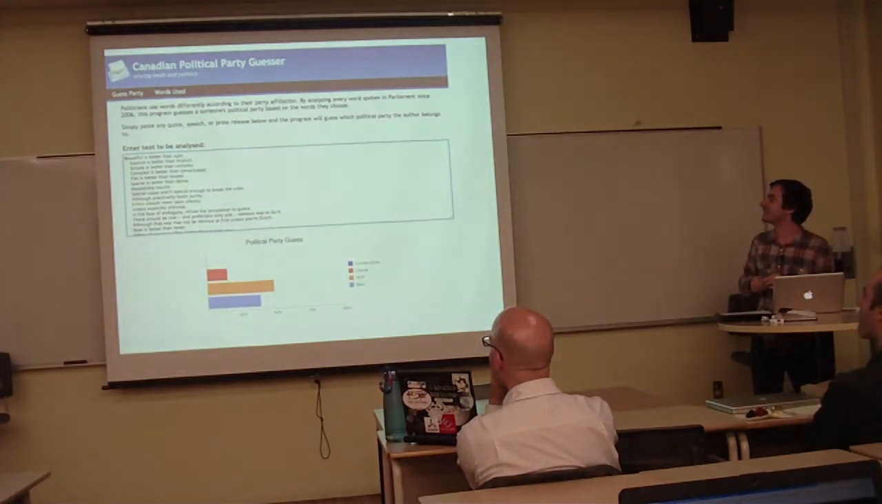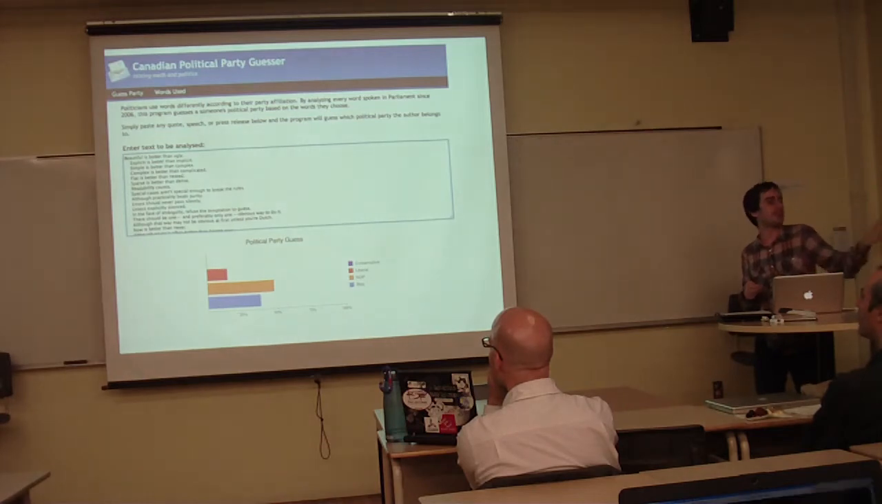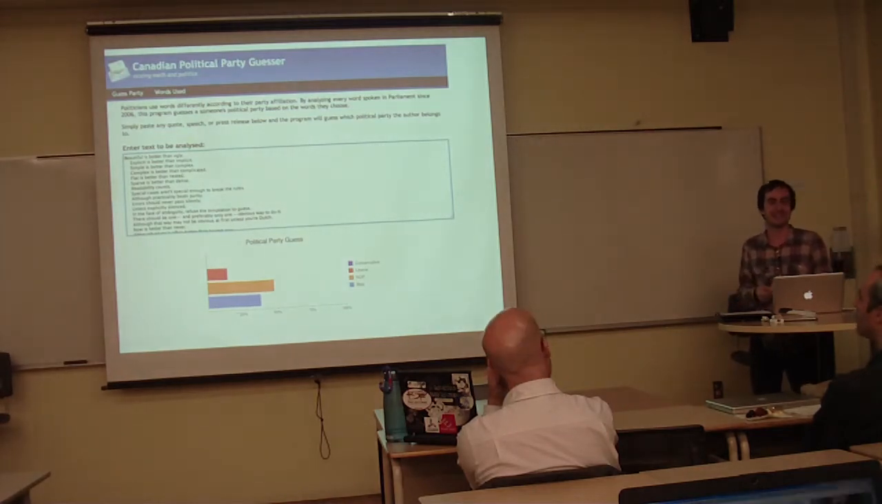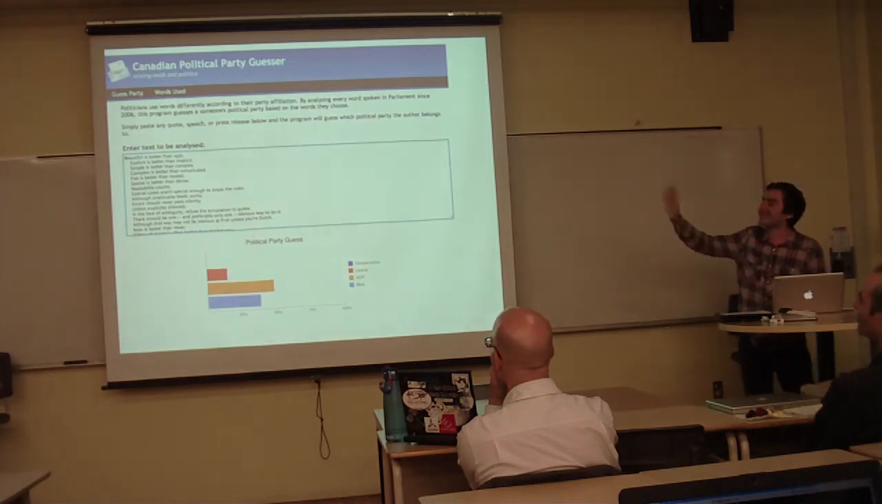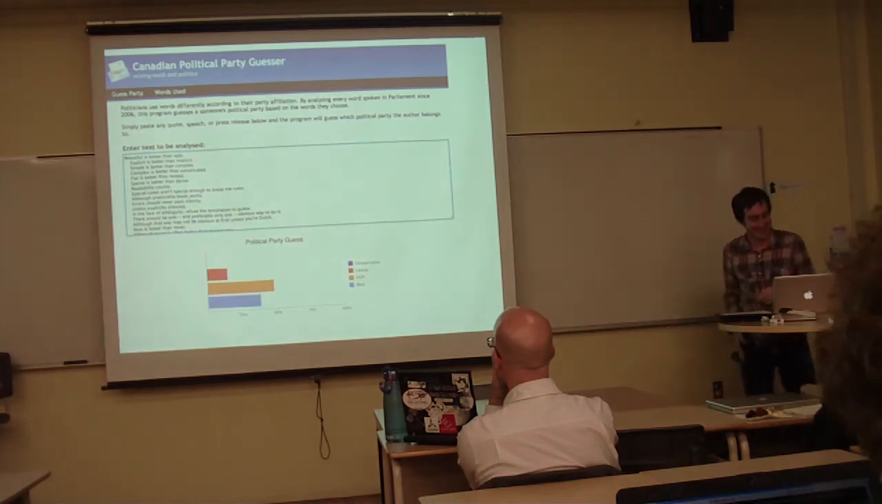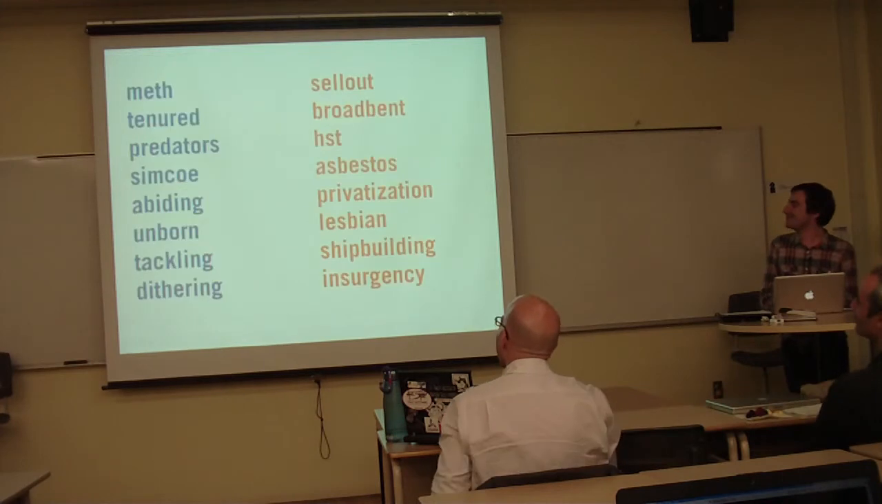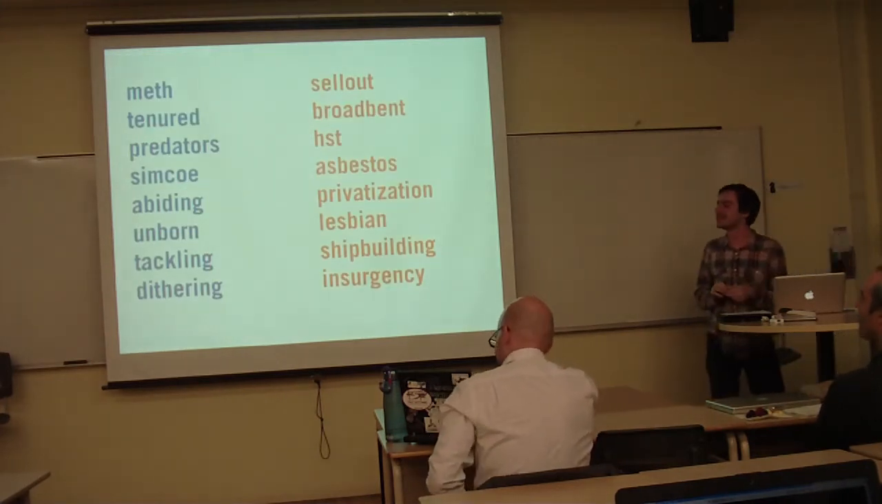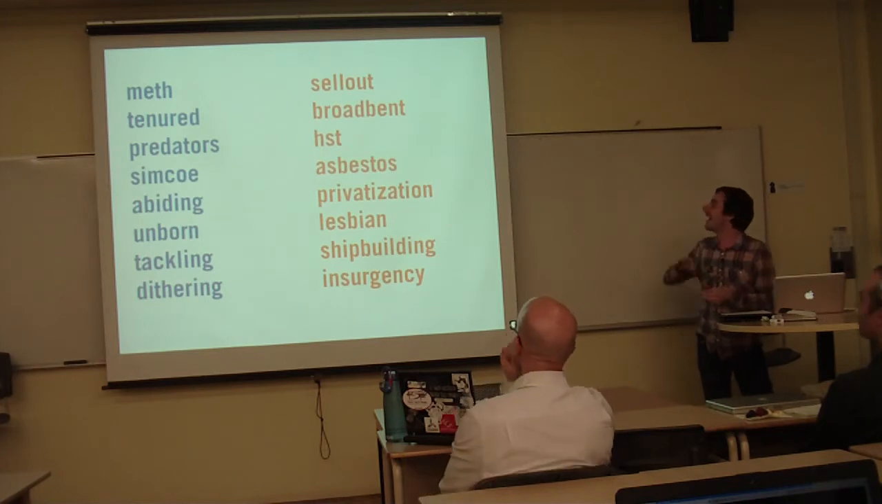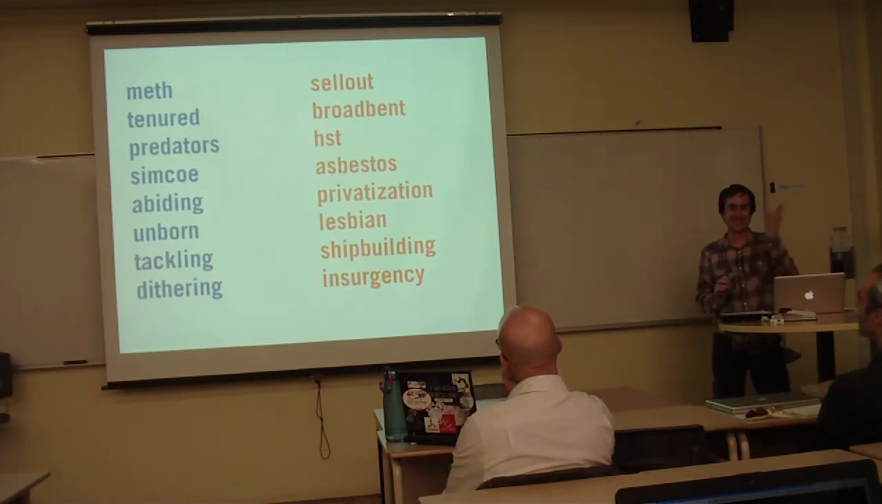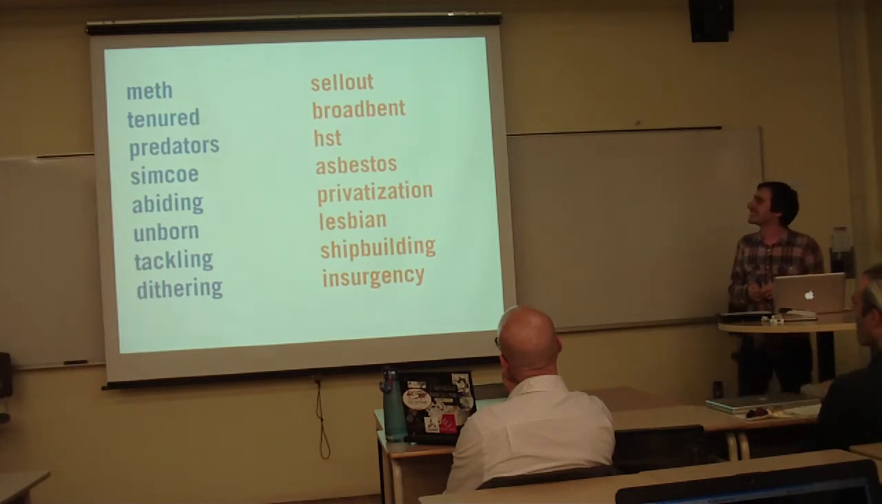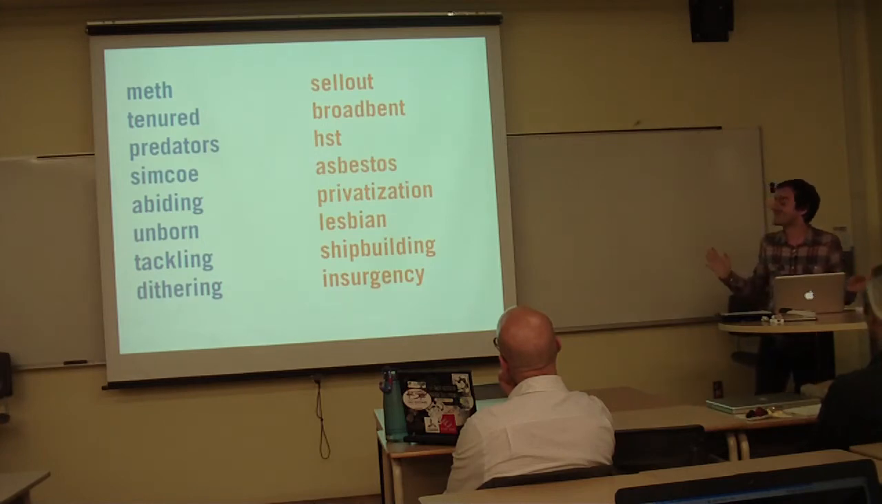You paste in some text and it does some language processing to see, based on those words, MPs of which party are more likely to say it. If you look in there, the Zen of Python is NDP. The blue are the words most unique to the Conservative Party, and the orange are the words most unique to the NDP. This is data from about a year ago. Now the Conservatives are talking about tenured predators and tackling without dithering.